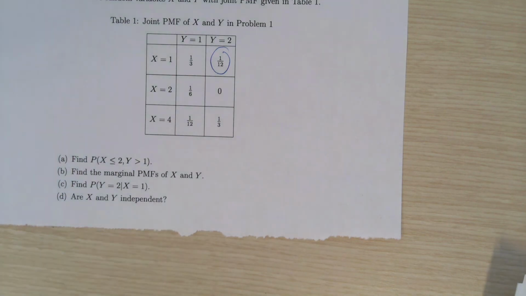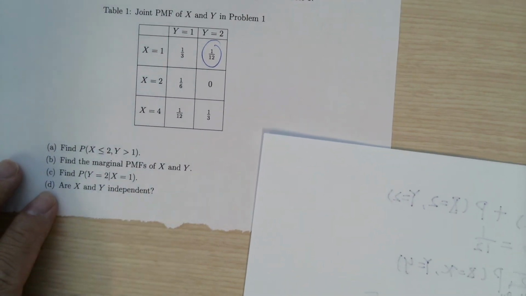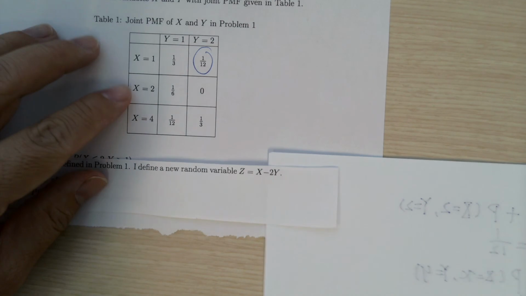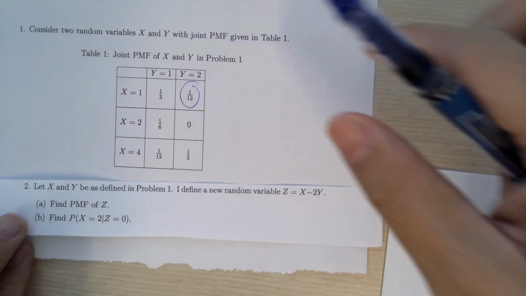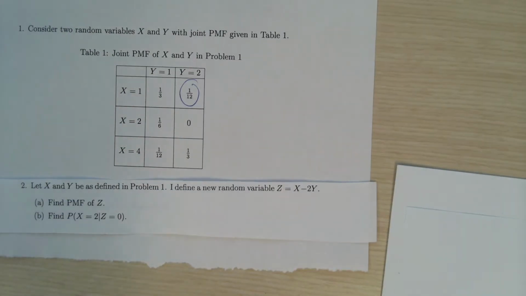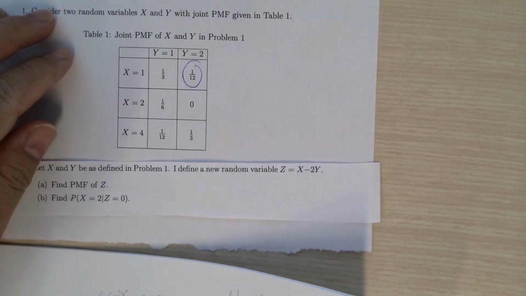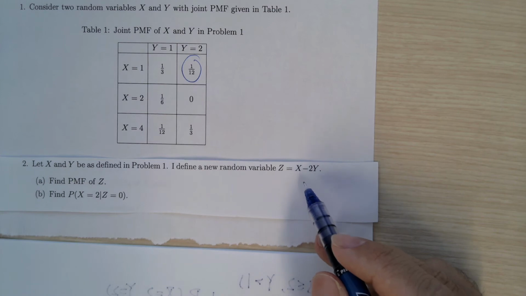So we can have the same X and Y, but let me put down this new question here. Okay, so this is the question. X and Y are exactly the same as defined here. But the question is slightly different: we're going to introduce a new variable. This new variable is Z, defined as X minus 2Y.